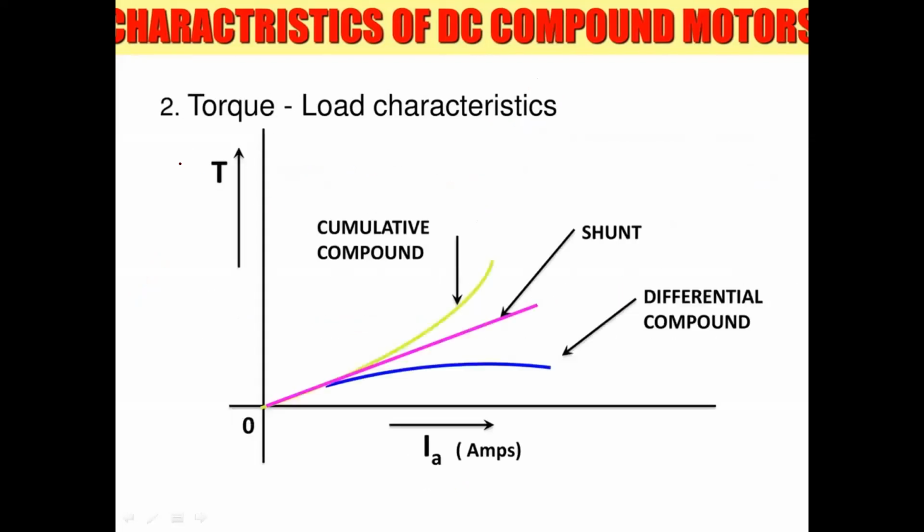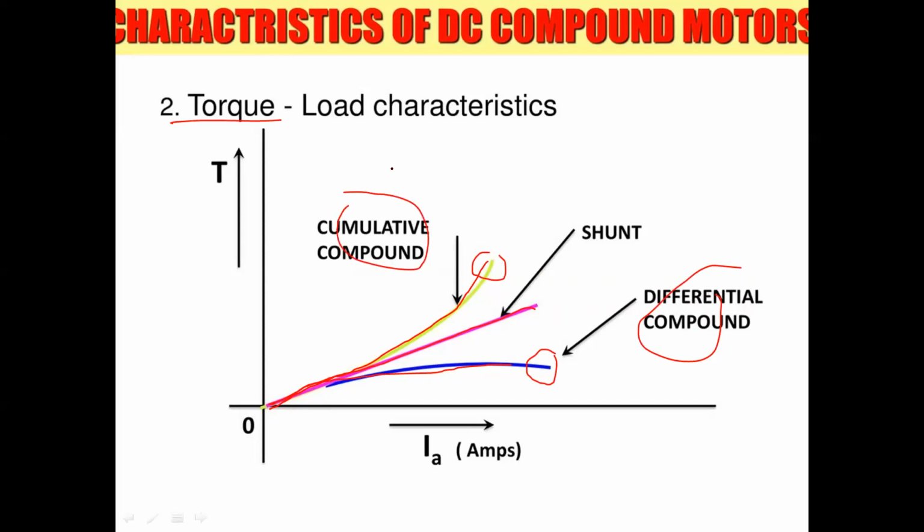Next, torque armature current characteristics. This is the shunt motor characteristic. This is the differentially compound motor characteristic. This is the cumulative compound motor characteristic. Cumulative means aiding, where the two fluxes are aiding, and the characteristic is above. When the two fluxes are opposing, we get the differentially compound motor characteristic.